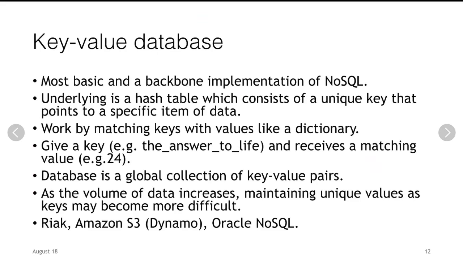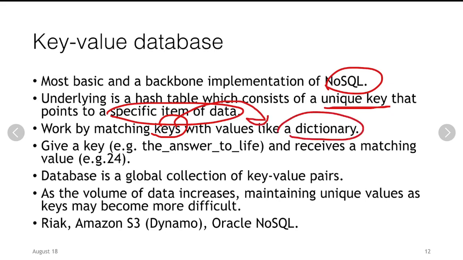So key value database is the most basic and a backbone implementation of NoSQL, because it consists of a unique key that points to a specific item of data. How it works is by matching keys with values like a dictionary. So in a key value database, there is a key, and there is a value.